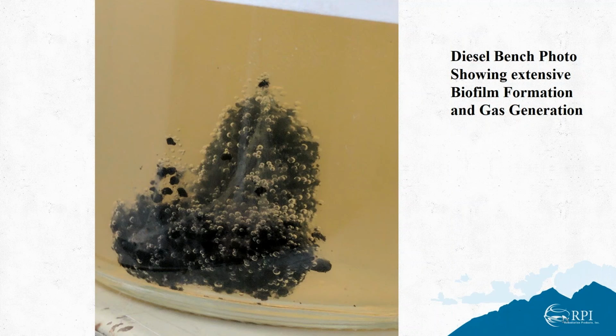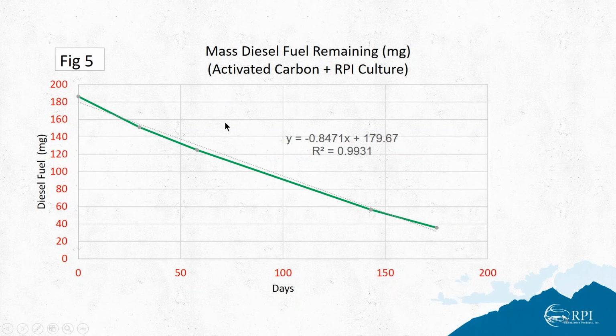So what happened in the bench test? So you can see that we started out, this is our preloaded carbon, time 0, and we're tracking our milligrams of diesel fuel, the change over time. And we ran the test, like I said, for 6 months, 180 days, and you can see the little points here. These are data points where we actually sacrificed bottles, measured what was in the water, extracted everything off the carbon, and then looked at the data.